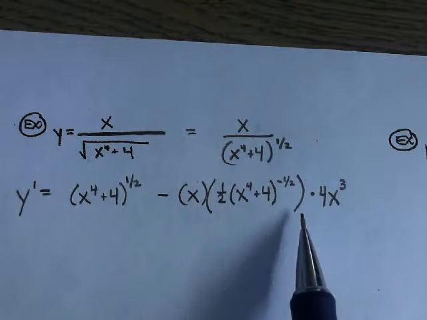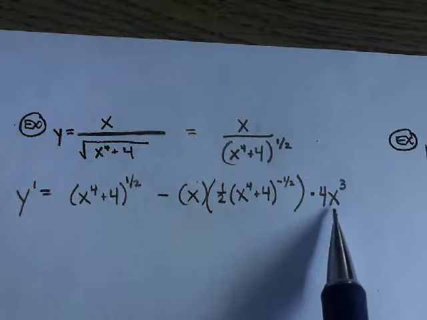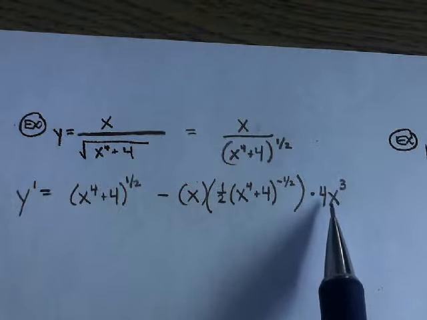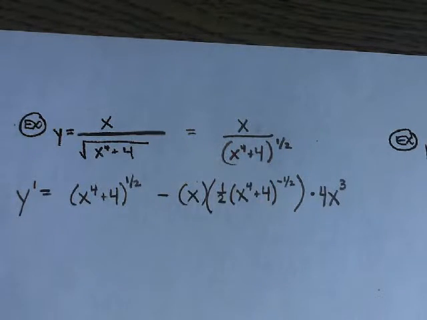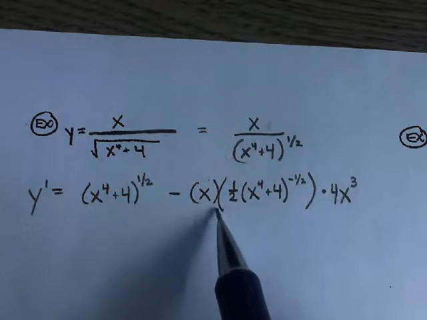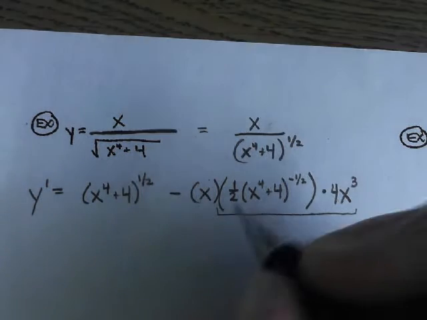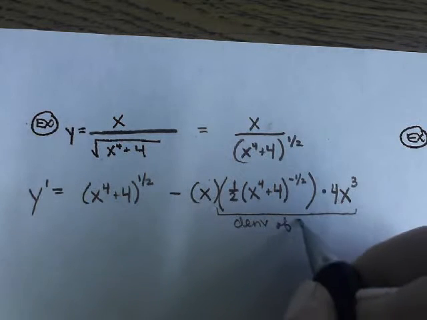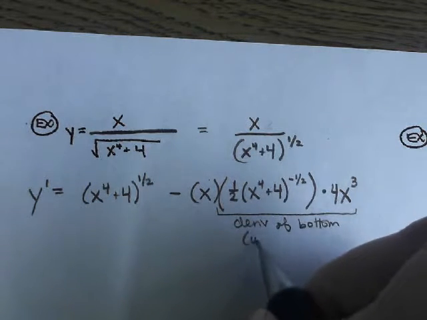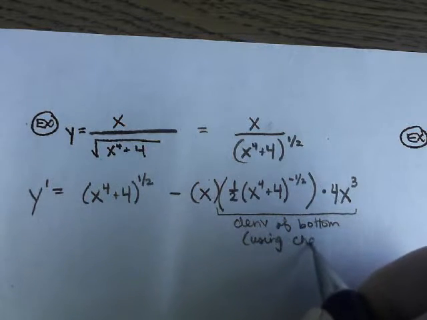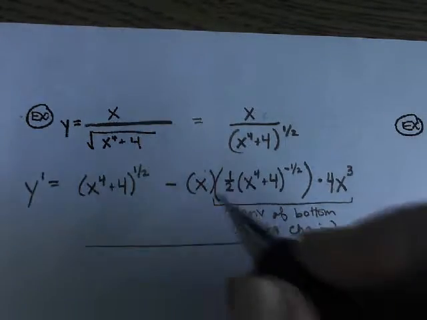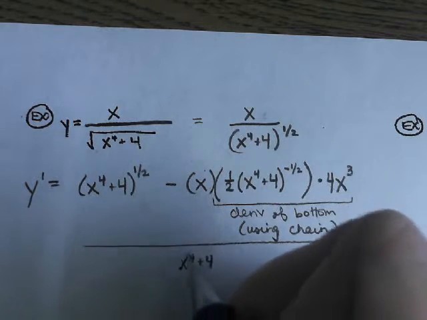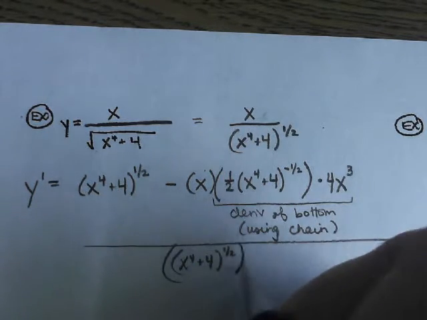So this times 4x cubed here is my multiplying by the derivative of what's inside, so the derivative of x to the 4th plus 4. So this whole thing was the derivative of the bottom using the chain. And then this would be all over bottom squared. And then cleaning up.